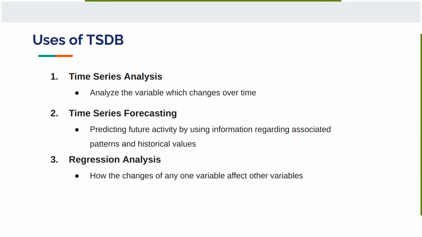The second point is time series forecasting, which means we can predict future activity by using historical values. Examples of time series forecasting are weather forecasting or earthquake forecasting, etc.